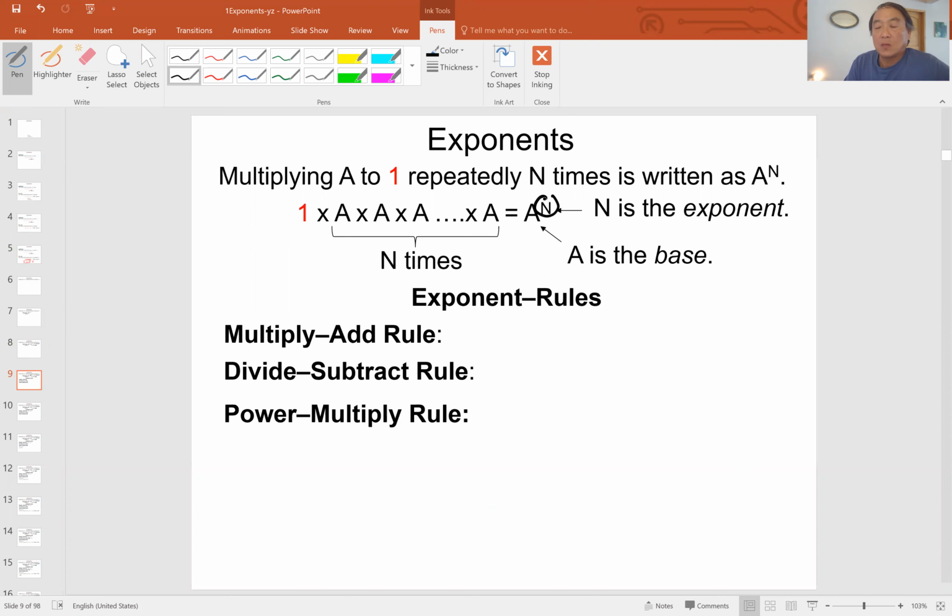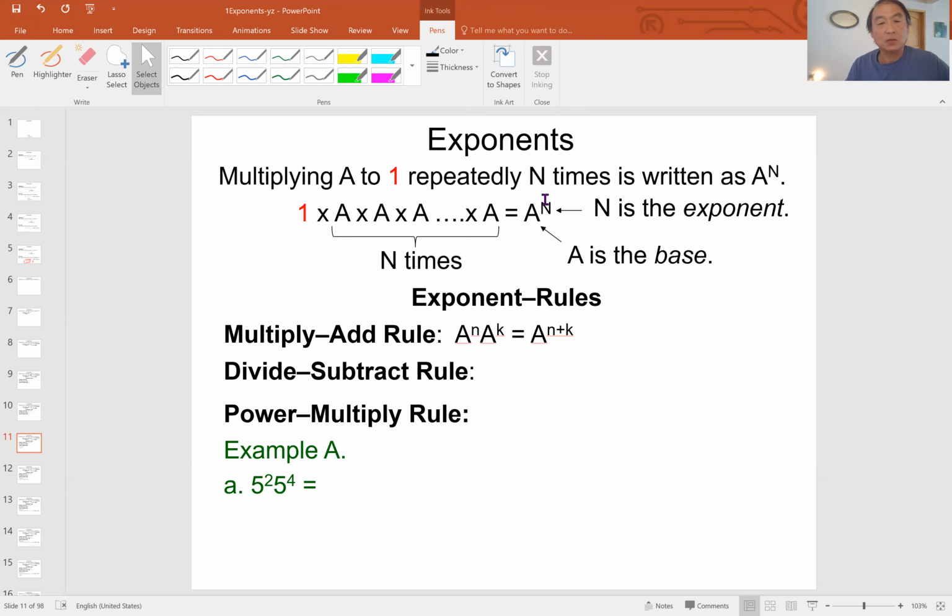So when we multiply, we add the exponents. When we divide, we subtract. So that's why we have names for these rules. When we're taking powers of powers, we multiply. So for example, a squared times a to the 4th, 5 squared times 5 to the 4th. We are tracking how many copies of 5s, and altogether we multiply 6 copies.